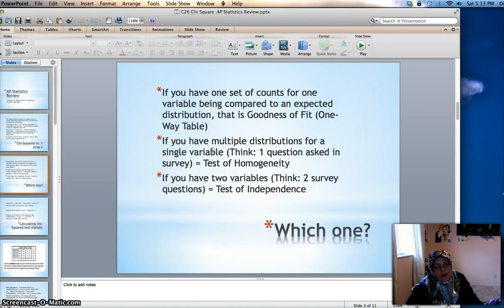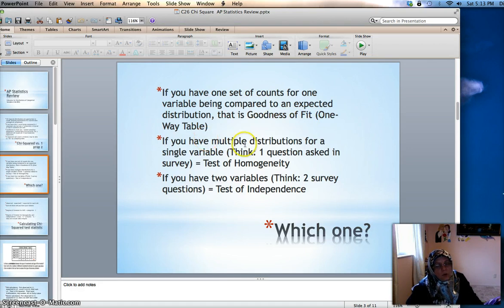There are three different kinds of chi-squared tests that we learned. The first one was goodness of fit. If you have one set of counts for one variable that are being compared to an expected distribution, then you're using the goodness of fit test. So if you have a one-way table.